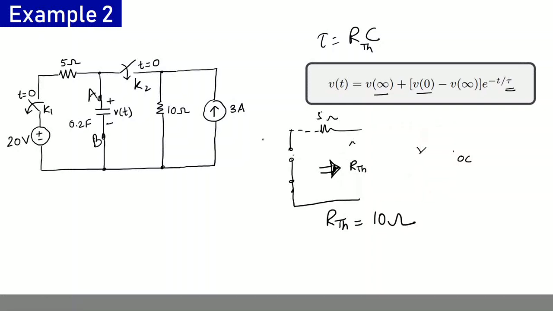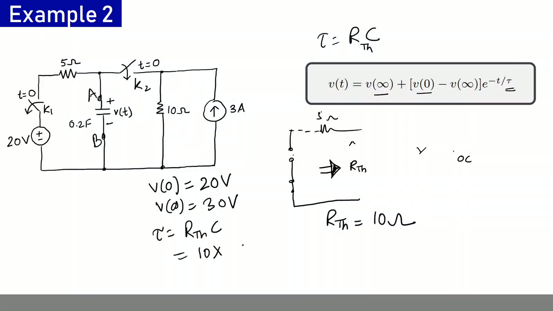So let us use all the values that we have calculated. V at 0, we calculated it to be 20 volts, and V infinity came out to be 30 volts, and tau can be calculated as RTH into C.